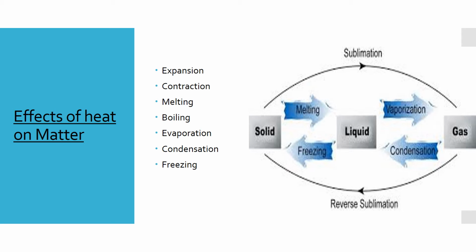First is expansion. When a substance is heated, its particles gain energy and start moving. They bump into each other at a faster rate. This makes the substance increase in volume or size. Thus, it is known as expansion.